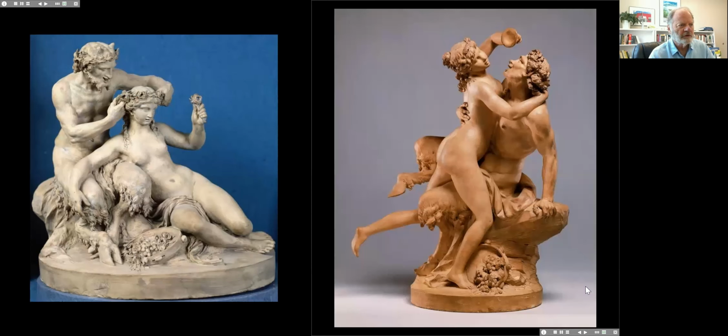Here that is. This is called, let's see, Dancing. Let me check the title. Excuse me. Nymph and Satyr Carousing. We see on the left-hand side a satyr crowning a nymph.